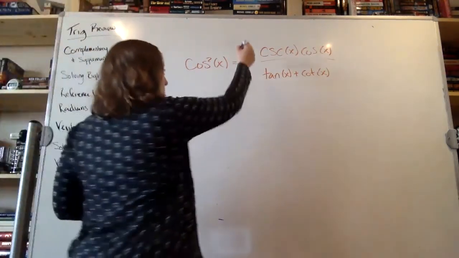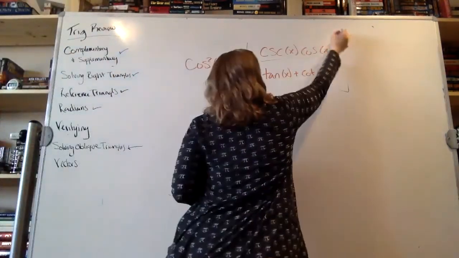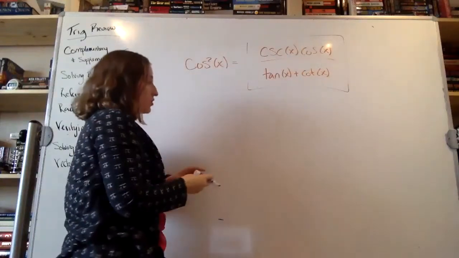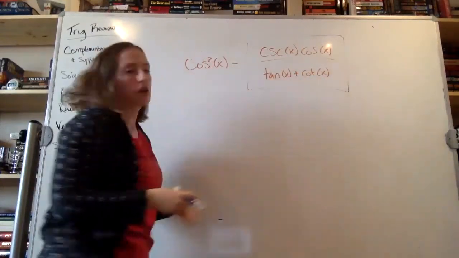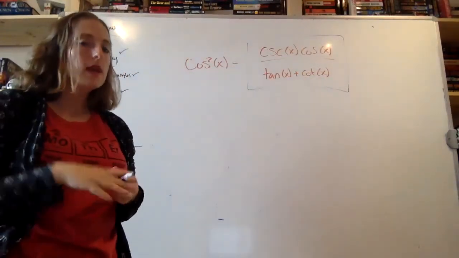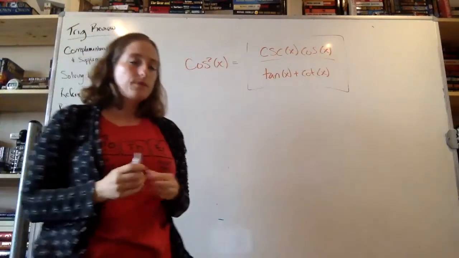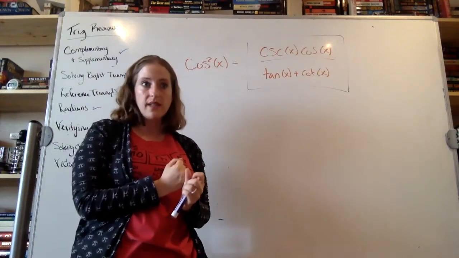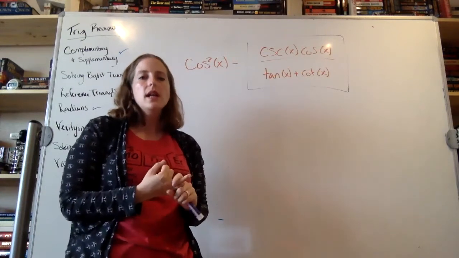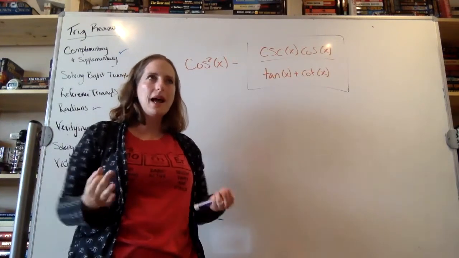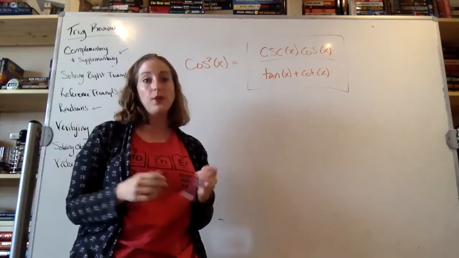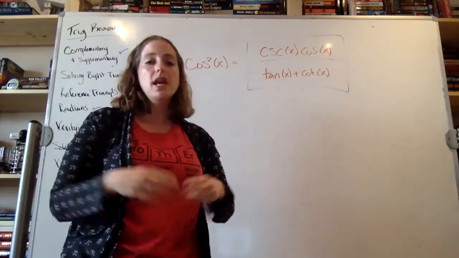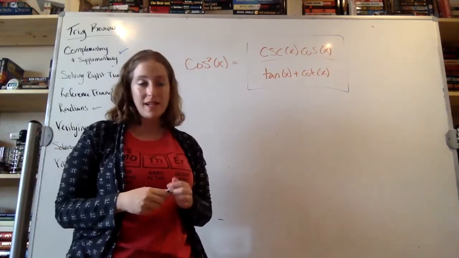So we're going to focus on the more complicated side, and we're going to apply various techniques to try and make this look like cosine squared of x. Now, what are those techniques? Well, we have a couple of different techniques. One is to change everything to sines and cosines. Another is to apply general algebraic principles. So get a common denominator and combine terms. Distribute or factor as needed.